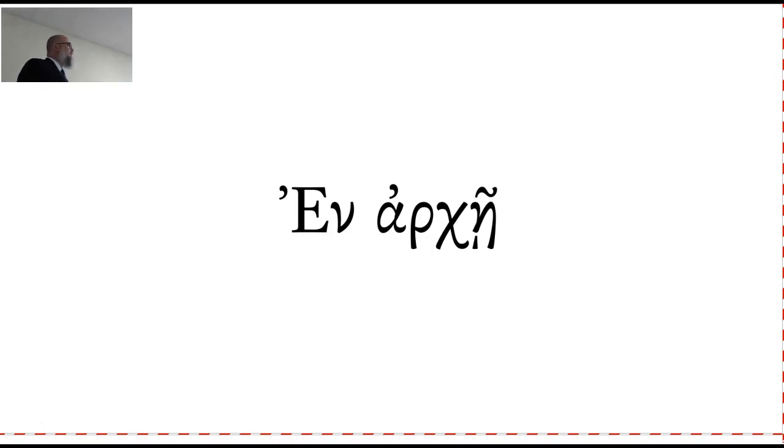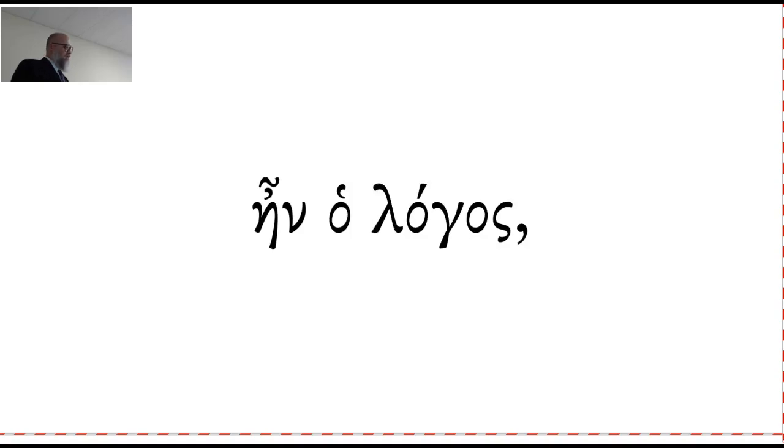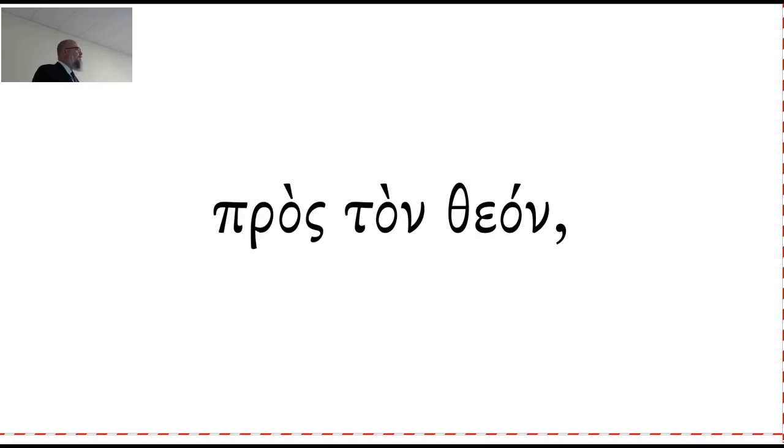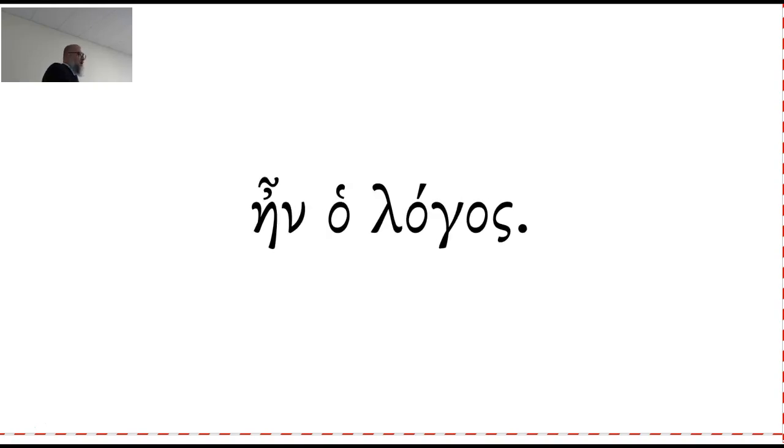Okay, so what does it say? Translate. In the beginning, what's the next slide say? Ēn, and how does it translate? Ēn ho logos. What's the next slide say? Kai ho logos. Okay, here's how you remember it. It goes: en archē ēn ho logos, kai ho logos ēn pros ton theon, kai theos ēn ho logos.